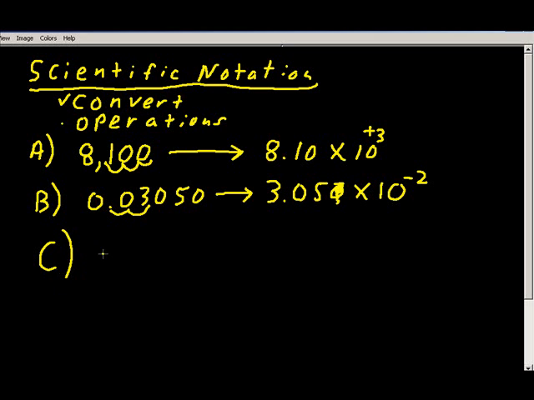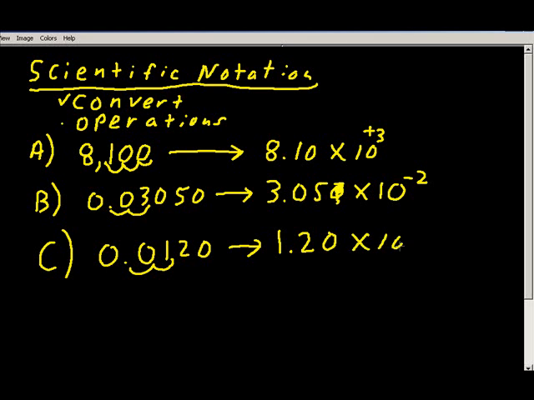Let's take a third number, 0.0120. We're going to convert that, 1, 2, so it's 1.20 times 10. This number was small. We've made it a bigger number, so it has to become a -2. Let's take a look at one more.